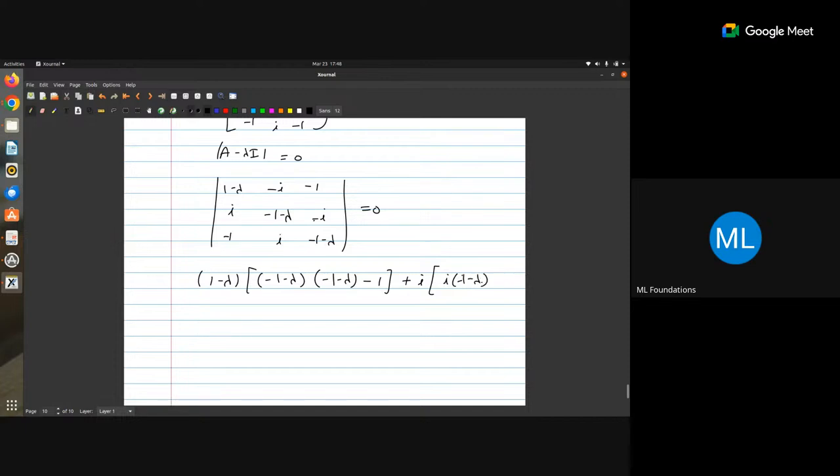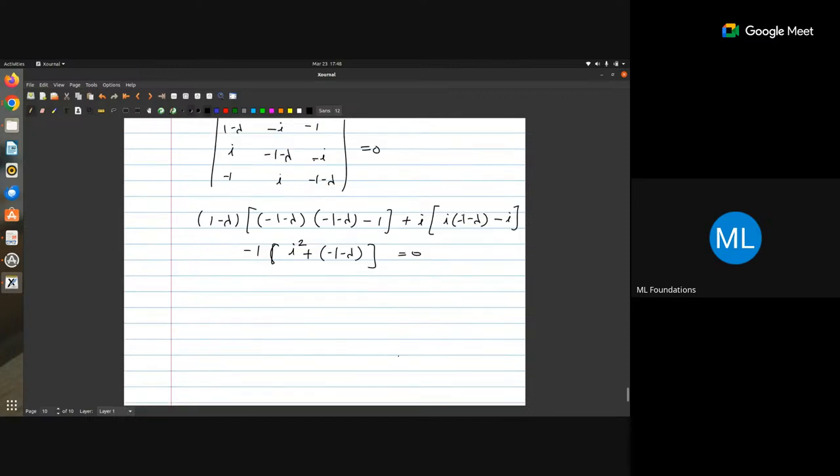Minus i times 1, 1 minus lambda, then minus i, right? And here it is minus 1 times, minus 1 times i squared plus, or, okay, plus, or I'll do this one. Plus of minus 1 minus lambda. Okay, that should be equal to 0. Just check whether I've done it correctly or not.